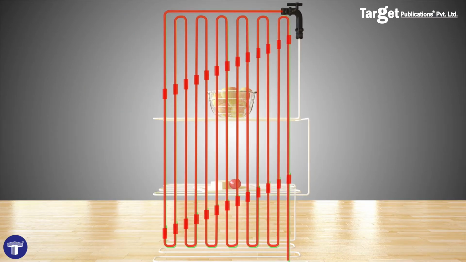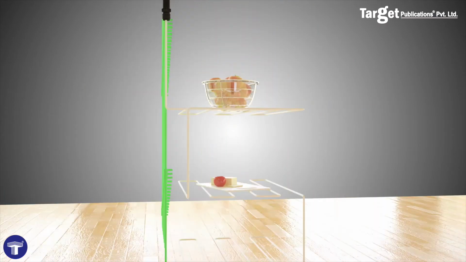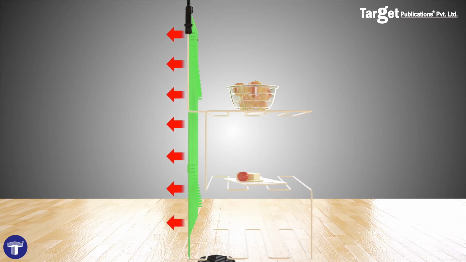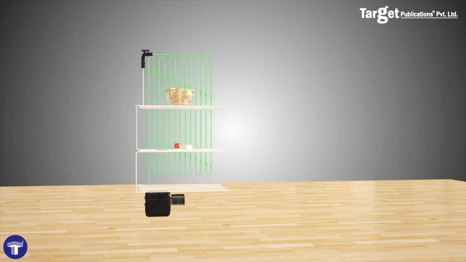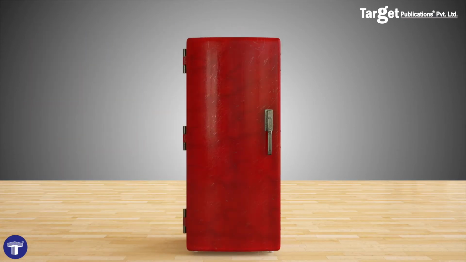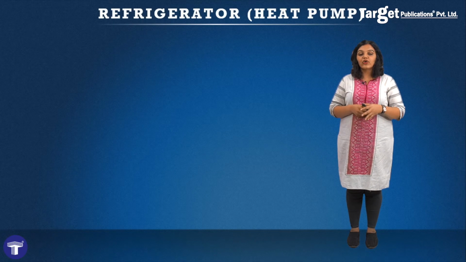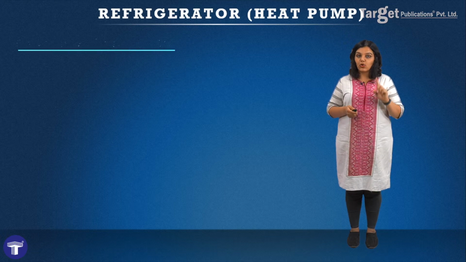This heat is then released by the vapor to the surroundings, where it passes through the green coils, which will release this heat to the nearby surroundings and bring it back to the initial state and complete the cyclic process. Just like the heat engine, the coefficient of performance of a refrigerator must also be measured.